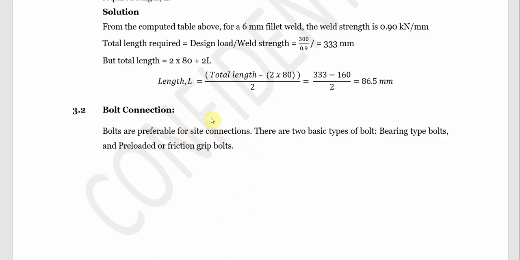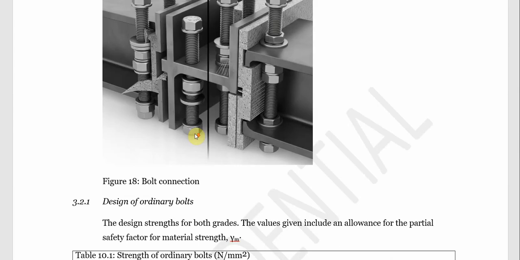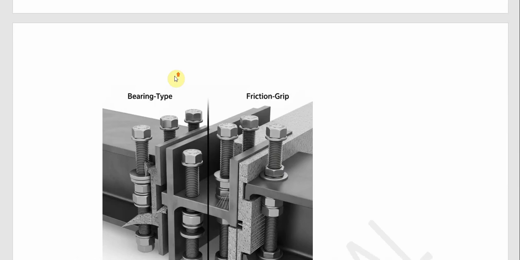Now these bolt connections are prepared for site connection. They are very easy. We have two types of basic bolts that we always use. We have the bearing type bolt and the friction grip bolts. Now let us look at these bolts. You can see bearing type and we can see the friction grip type.